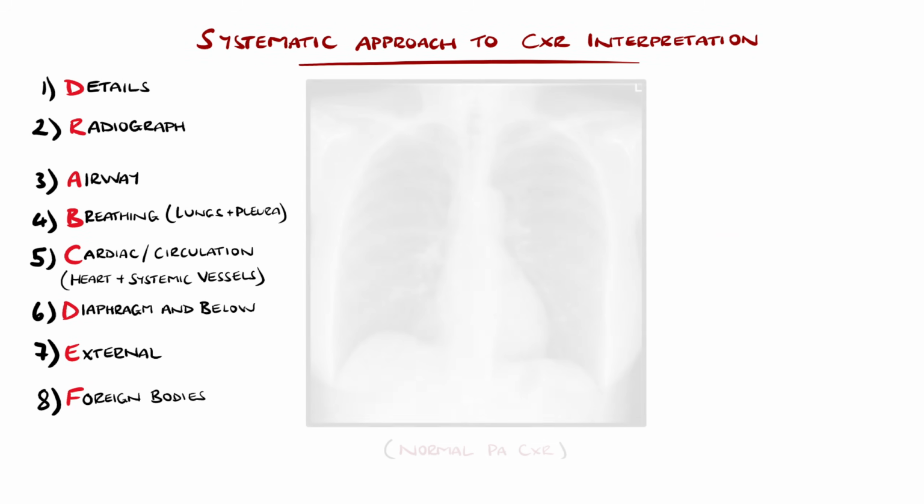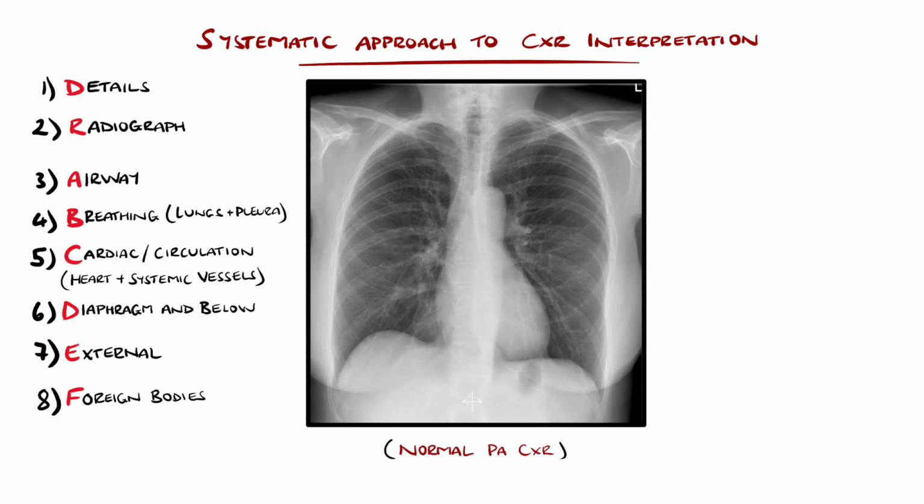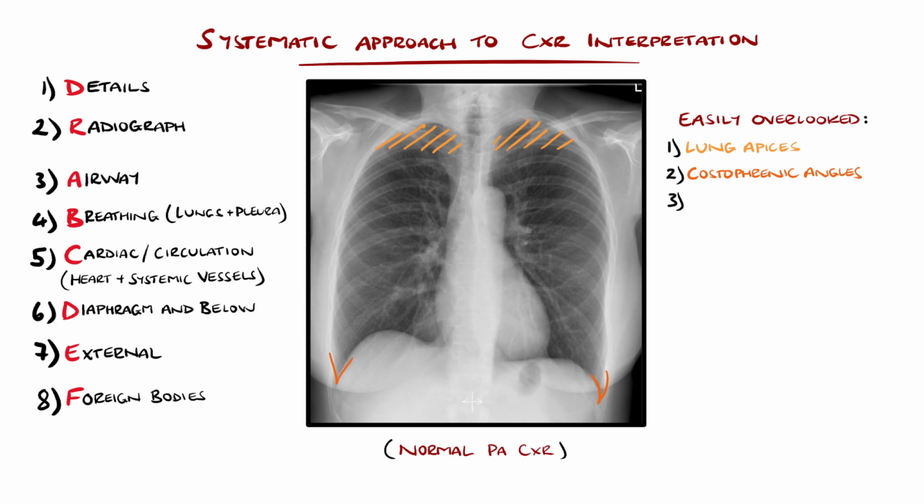We've mentioned them previously, but there are 4 areas that can be easily overlooked, therefore make sure these have been checked. The lung apices, the costophrenic angles, the cardiophrenic angles, and the retrocardiac region.